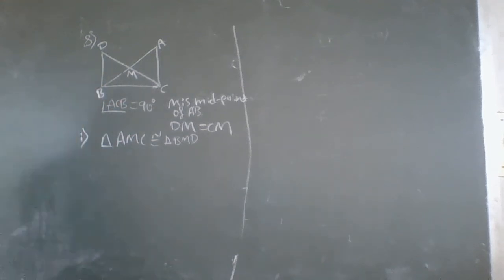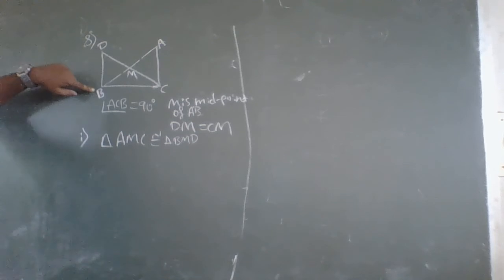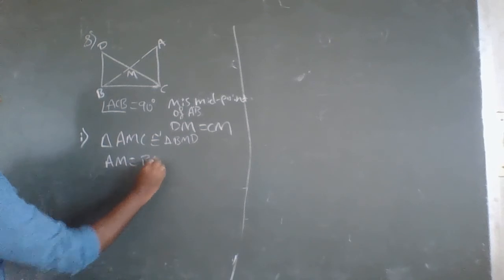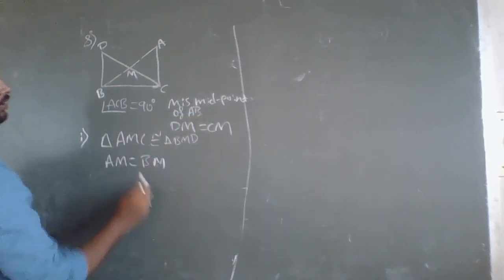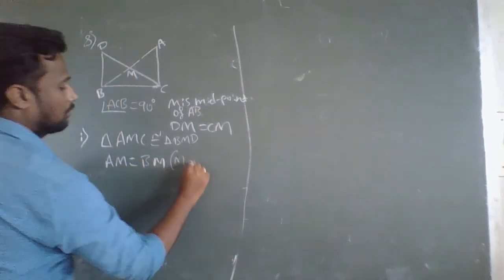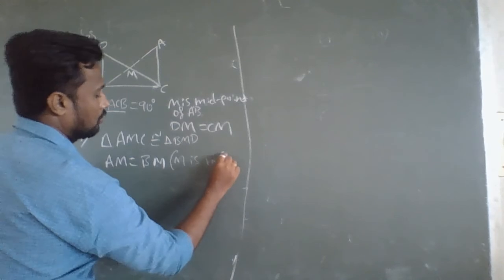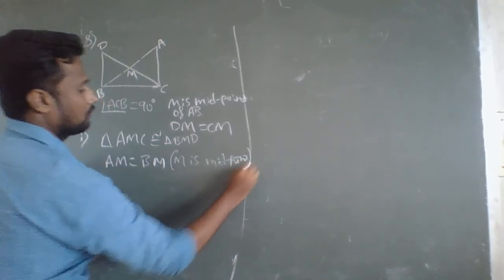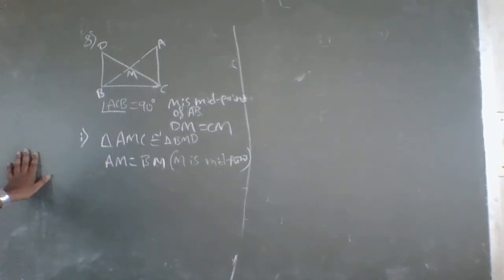To prove this, first I will write AM is equal to BM. This side of triangle AMC is equal to BM, which is a side of BMD. Why? They are given that M is the midpoint of AB.